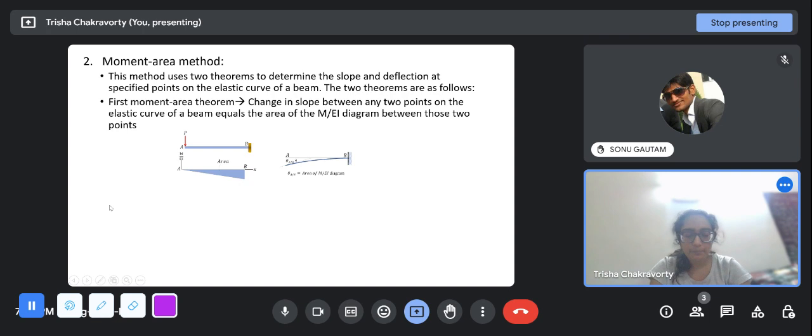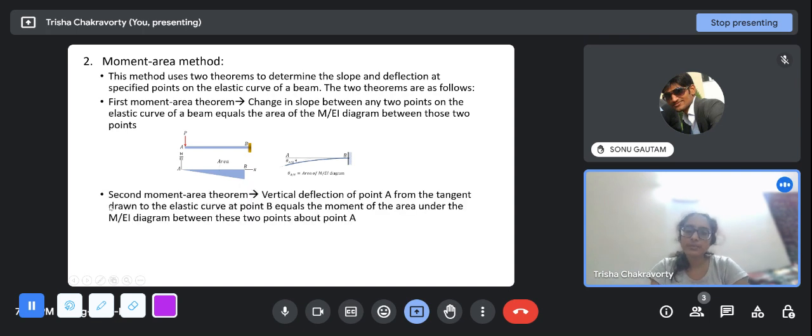The second moment area theorem says that the vertical deflection of point A from the tangent drawn to the elastic curve at point B equals the moment of the area under the M by EI diagram between these 2 points about point A. This actually has a lot of clauses. If you want the deflection at point A from the tangent at B, then you have to take the moment of the M by EI diagram between these 2 points about the point A. It's easier to say diagrammatically.